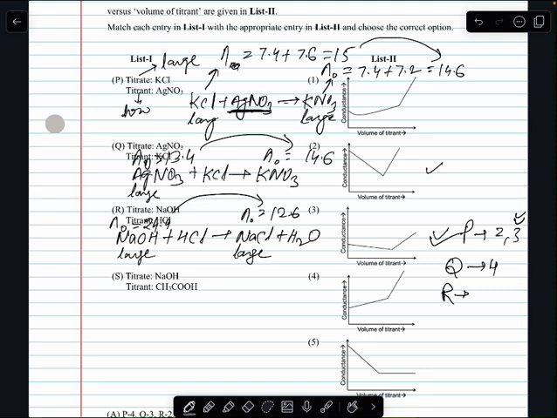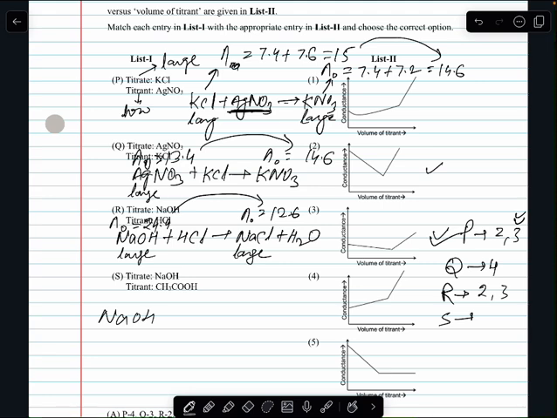Now let's check what is happening after we have neutralized all the NaOH. If we add more HCl in the solution, what will happen? It will produce more Cl minus ion and H plus ion also, so drastically it will start to increase. So it is increasing drastically in the second option. So R can be second or third. Let's check S.